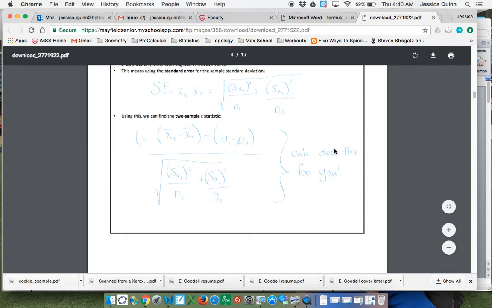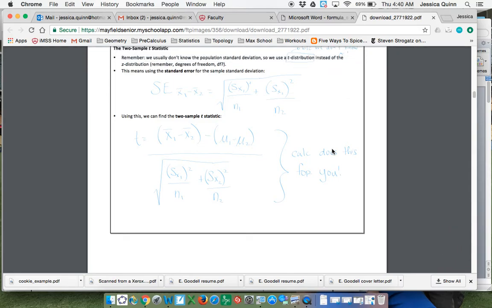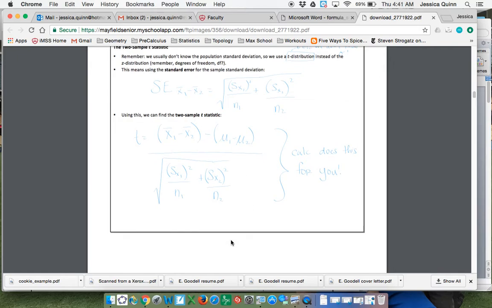So again, the calculator is going to do all of this for you, but it's good to know the format of this formula so that if there are multiple choice questions that require you to know which one has been calculated properly and it shows you all the numbers input in there, you are able to figure out which one is the correct one.